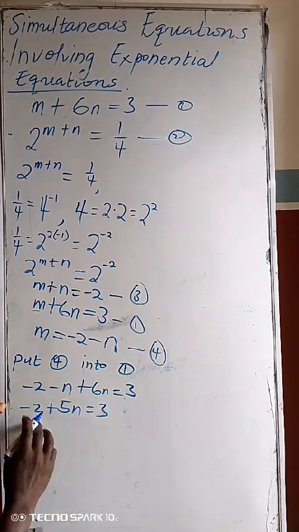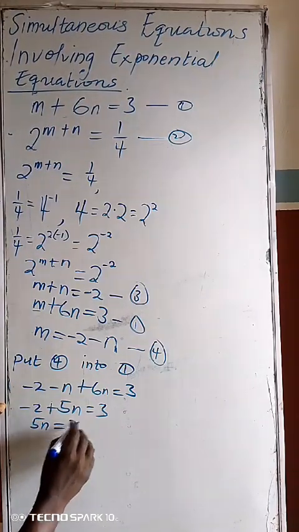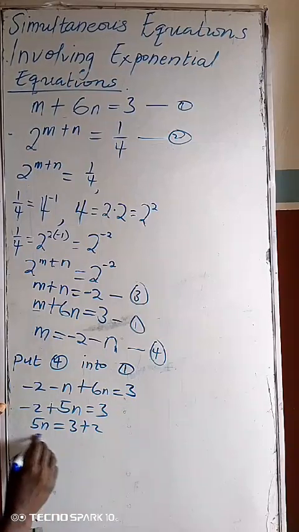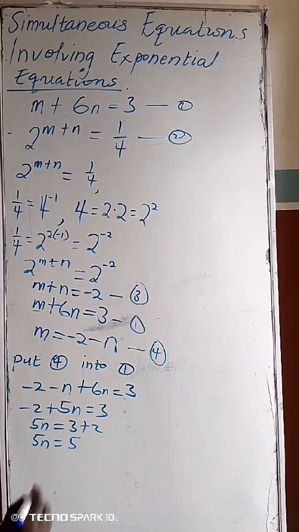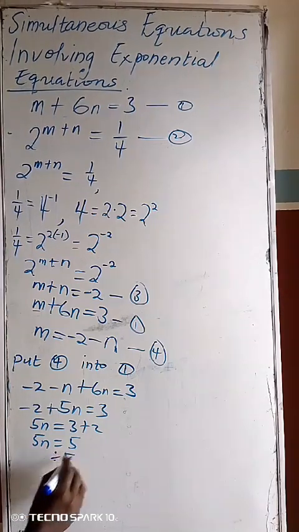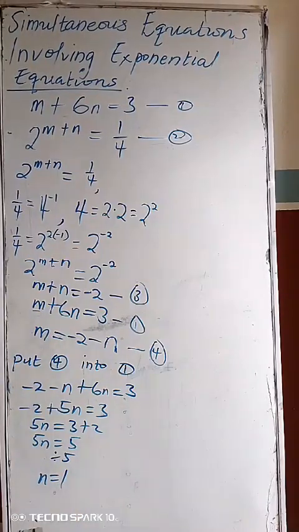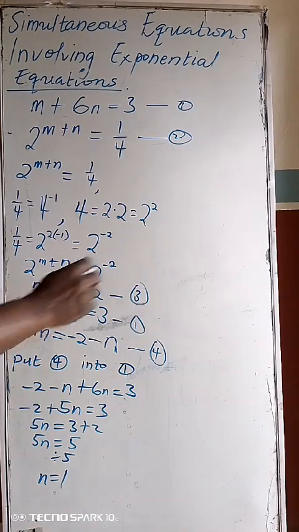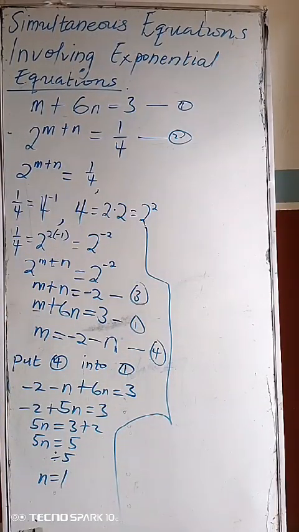Let's group like terms. I get 5n is equal to 3 plus 2, so my 5n is equal to 5. How do I get my n? I divide both sides by 5, and I get n is equal to 1. Now that my n is 1, back to equation 3.